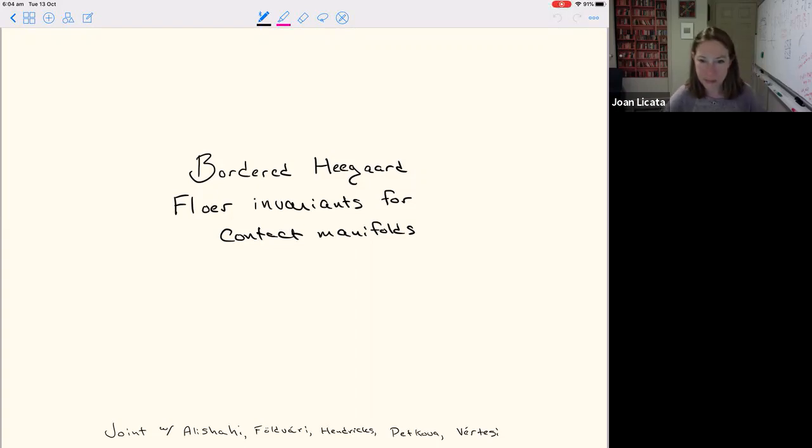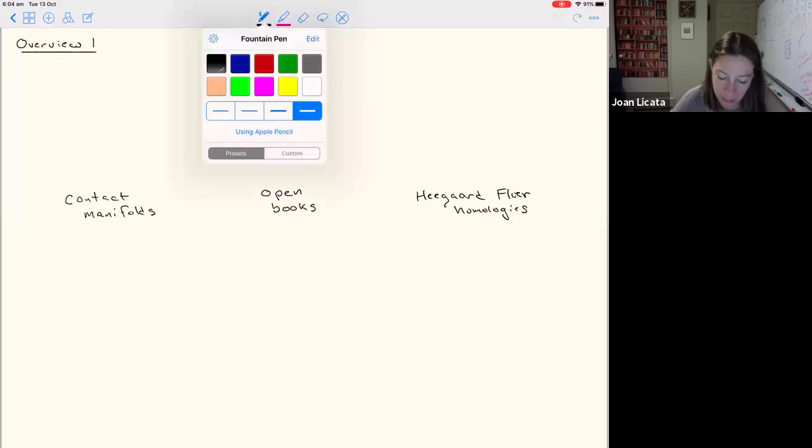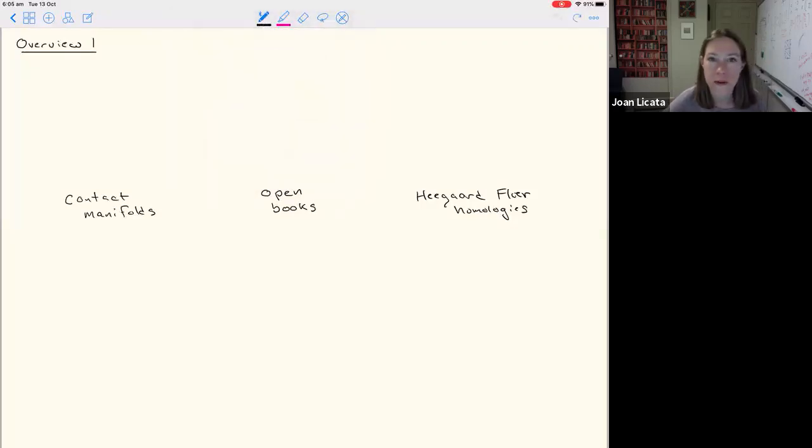Let me start with the very big picture overview. These are the objects that I want to talk about. I want to talk on the one hand about contact manifolds, I want to talk about open books, and I want to talk about Heegaard Floer invariants. And I think people have probably seen these in one form or another.